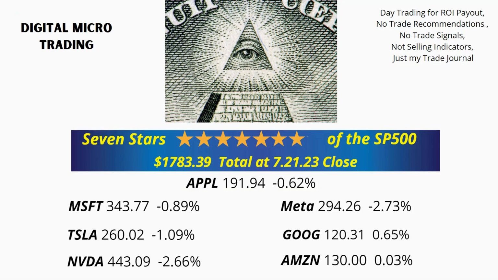I'm calling this the 7 stars of the S&P 500 because these Magnificent 7 have been the bulk of the return of the total S&P 500 index. 7 equities: Apple, Microsoft, Tesla, Nvidia, Meta, Google, and the 7th star, Amazon. So you can see the close of Friday, the total of all, if you owned 1 share each, $1,783.39 at the close, July 21st, 2023.